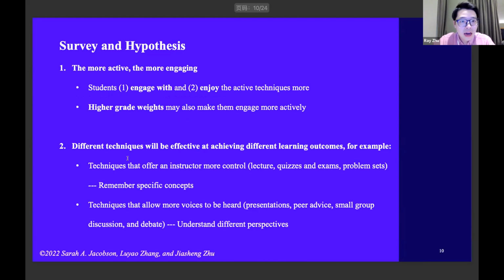The other main hypothesis is that different techniques will be effective at achieving different learning outcomes. For example, for techniques that offer an instructor more control, such as lecture, quizzes, exams, and problem sets, we hypothesize that these are more effective in helping students remember specific concepts. And for techniques that allow more voices to be heard, like presentation, peer advice, small group discussion, and debate, we think they might be effective in understanding different perspectives.